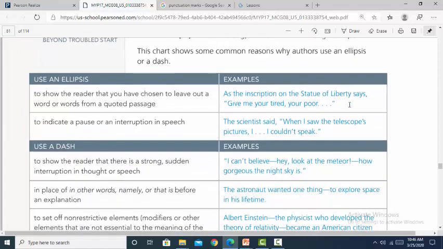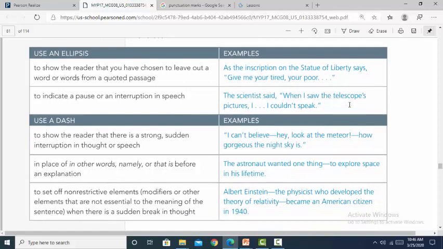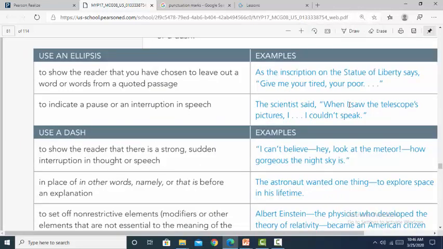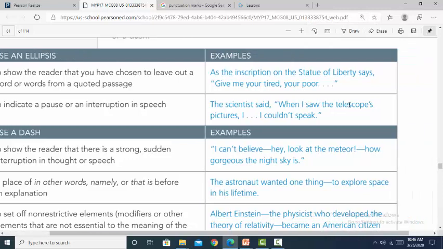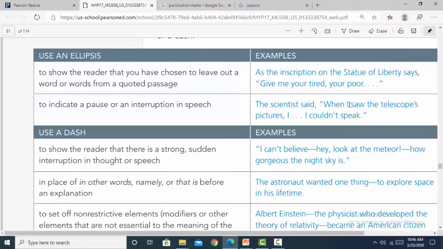Usage of an ellipsis. Number one, to show the reader that you have chosen to leave out a word or words from a quoted passage, like this one. As the inscription on the Statue of Liberty says, "Give me your tired, your poor..." We do not have many words. There are some words missing here. And if you count the number of dots here, we have one, two, three, four dots, because we have three natural and one additional.